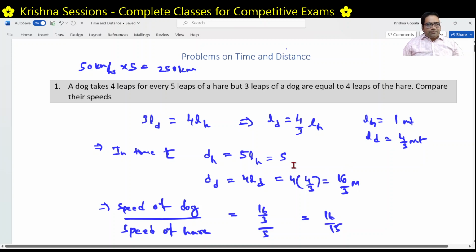You understood this, right? What we had done: 3 leaps of a dog is equal to 4 leaps of the hare.